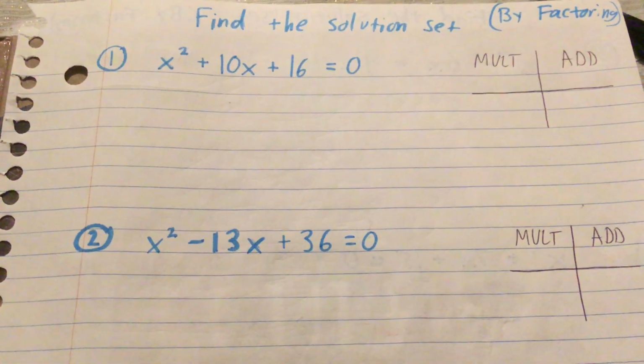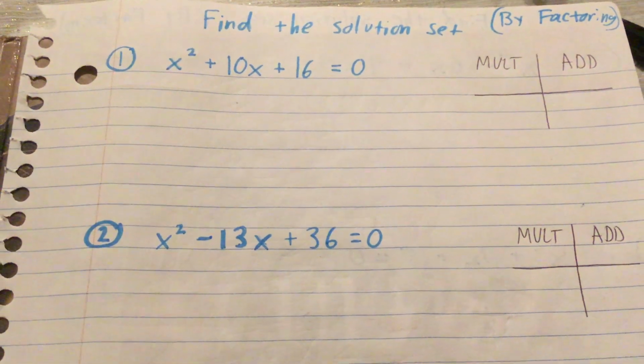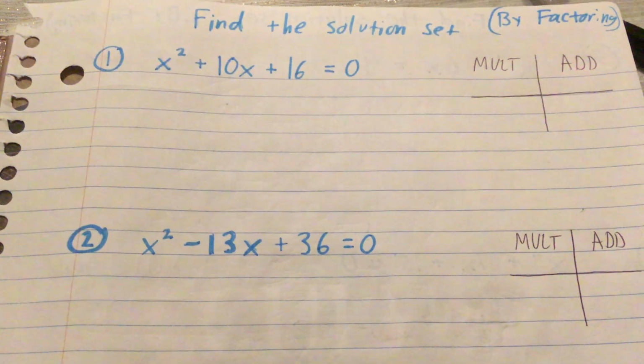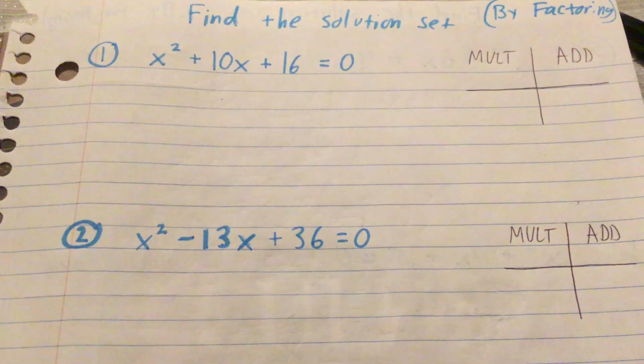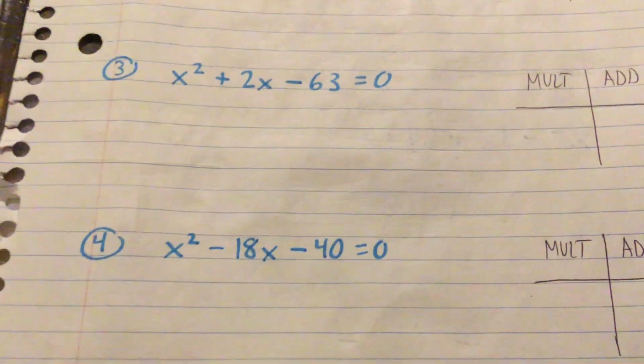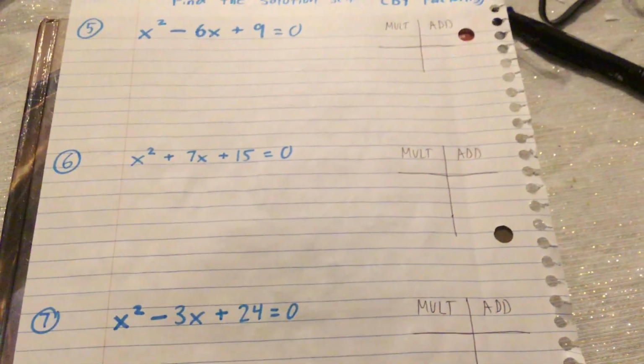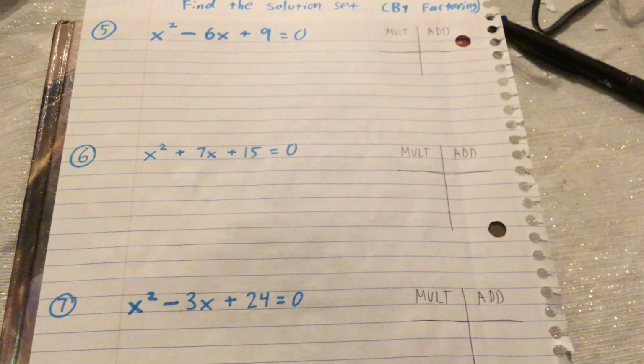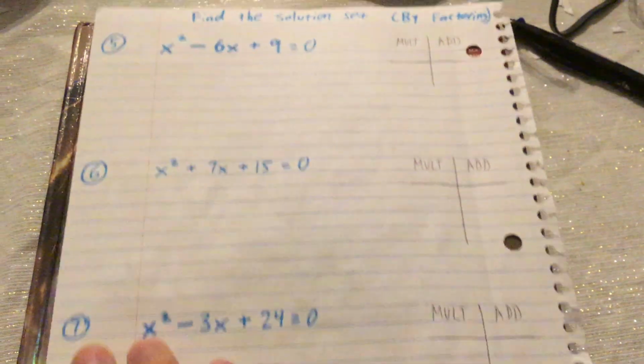All right, I'm giving you guys 7 problems to do independently because I'm going to breeze right by them. Find the solution set by factoring and zero product principle. And then we're going to do the same problems, but with the quadratic formula. So these 7 problems, please do them independently because I'm going to breeze right by them. Okay?